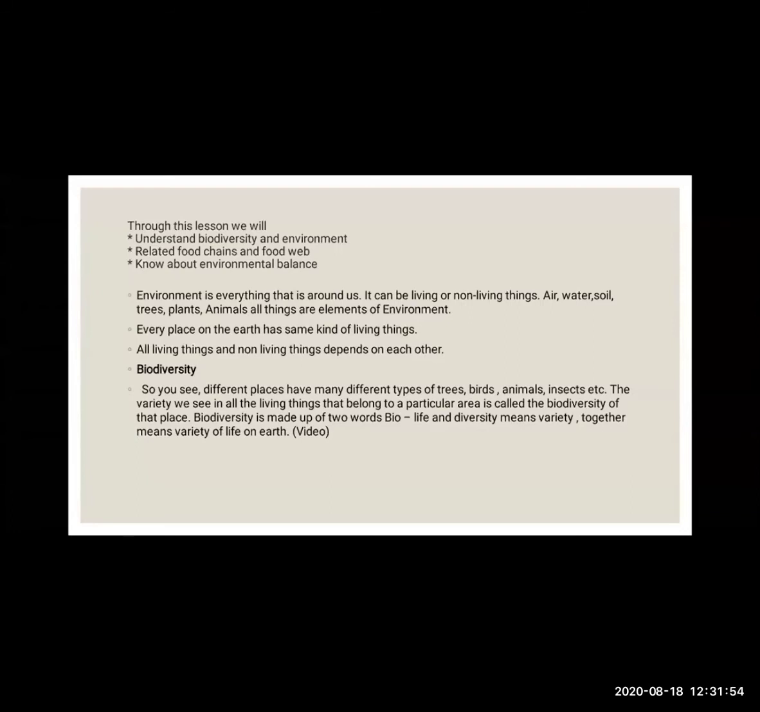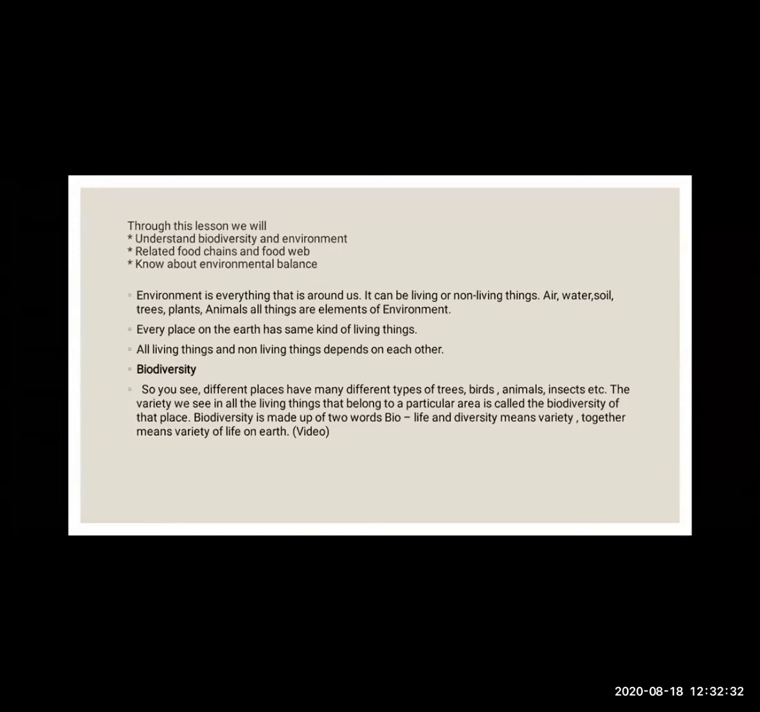Now biodiversity means what? You see, different places have many different types of trees. Wherever you go, you can see different types of trees, birds, animals, insects, etc. So many types of birds, animals, insects and trees. The variety we see in all the living things that belong to a particular area is called the biodiversity.